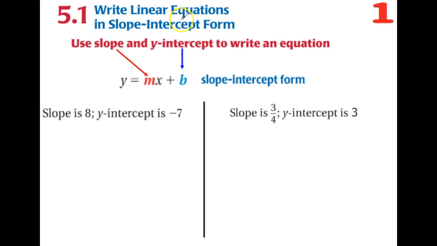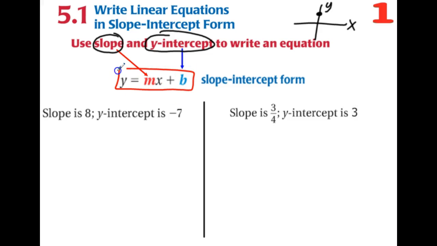Good morning. Today we are writing linear equations in slope-intercept form. This means that we're using a slope and the y-intercept of a graph, meaning where it's crossing the y-axis, whatever point that is, to write an equation. So first, we've seen this equation y equals mx plus b.